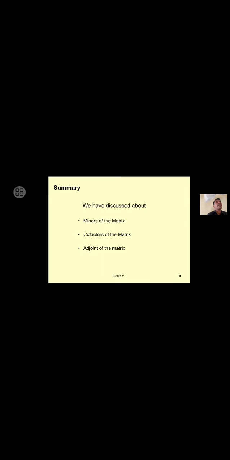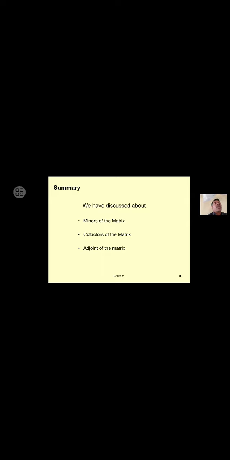In 3 by 3, after deleting row and column, we have 4 elements like A, B, C, D. So its determinant is AD minus BC. So this is what we learned, we discussed with examples also. And if you still have any doubt, you can ask me.